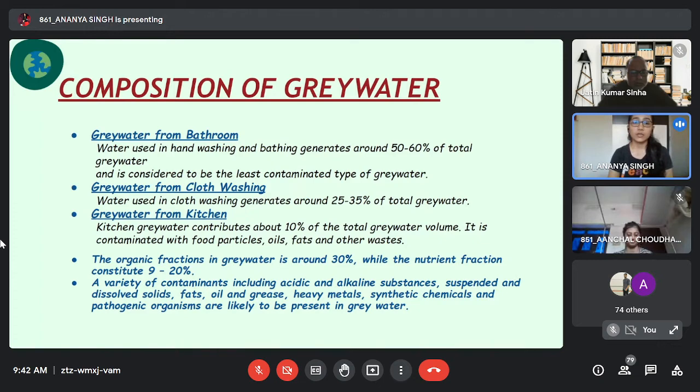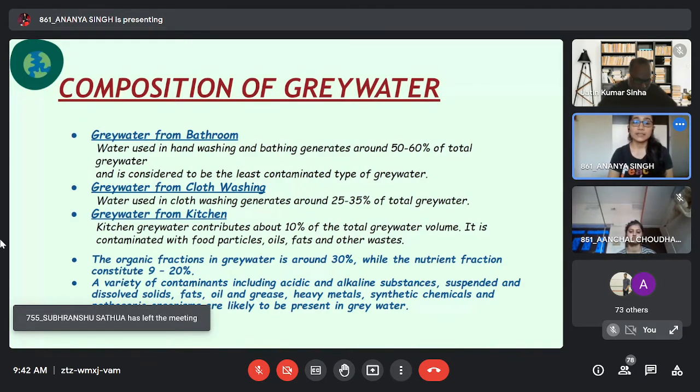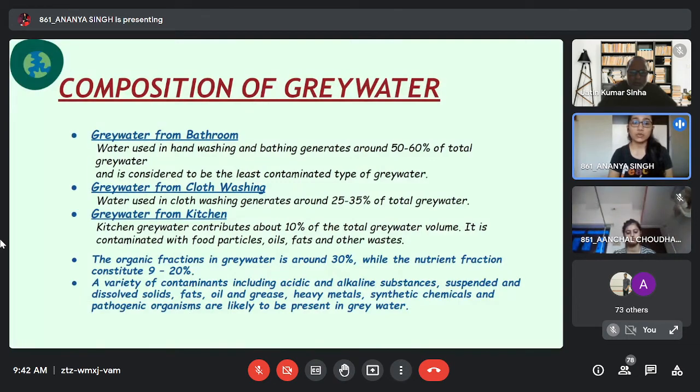Grey water from the kitchen. Kitchen grey water contributes about 10% of the total grey water volume. It is contaminated with food particles, oil, fats, and other wastes. It readily promotes and supports the growth of microorganisms.